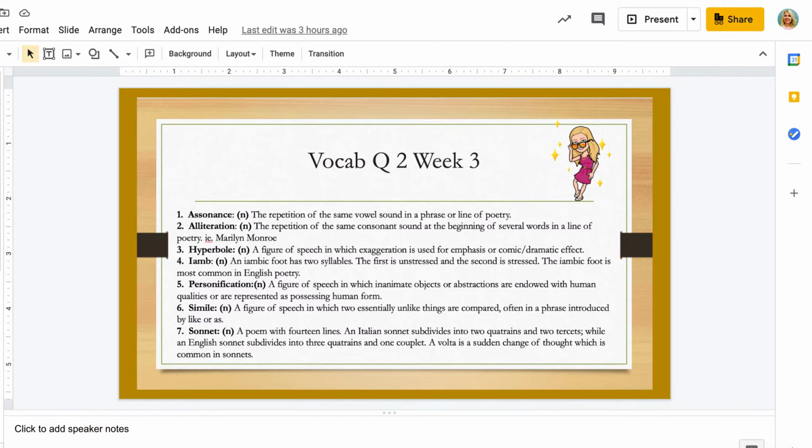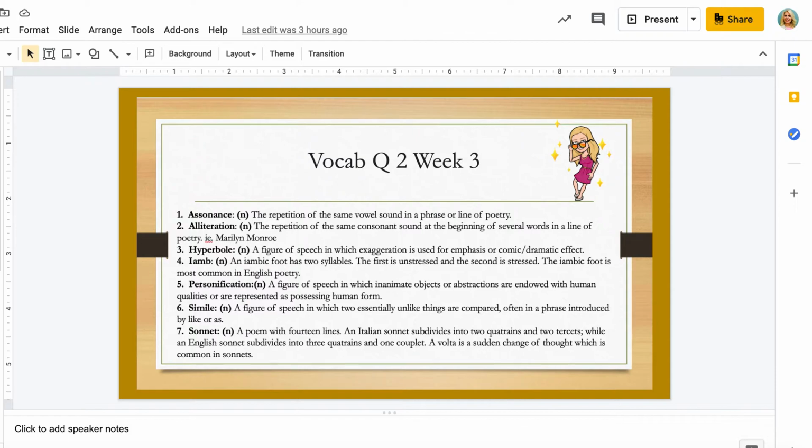2 of these words, number 4 and number 7, we're going to focus on next week and the week after Thanksgiving. Next week, we are going to begin looking at poetry, and that's what number 4 and 7 have to deal with, poetry and sonnets. I'll come back to that in just a moment. I want to start with words 1 and 2.